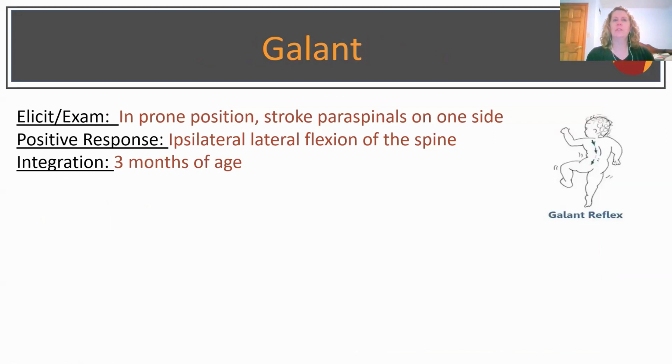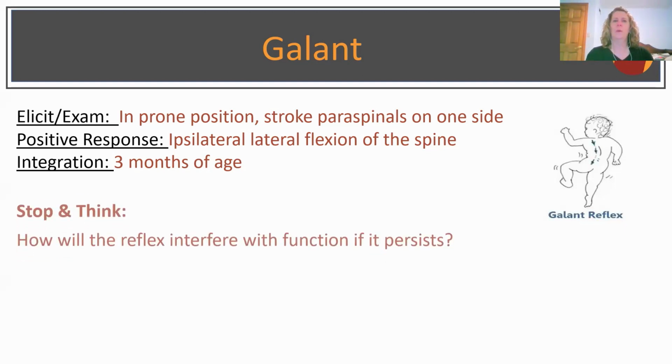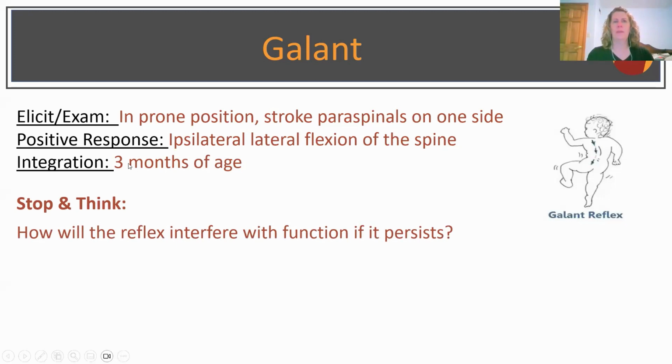It's the Gallant. As you saw in prone, I was stroking the paraspinals on one side, and what happens is you get that ipsilateral lateral flexion of the spine. It's almost like they're trying to get away from it. This integrates early, at about 3 months. What will this interfere with? Think about it. Every time something strokes my paraspinals, I might do that. What could it end up causing? Anybody have an idea what the problem could be here potentially?